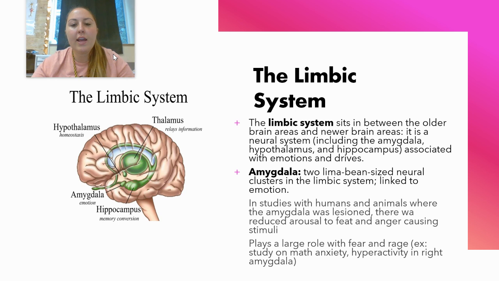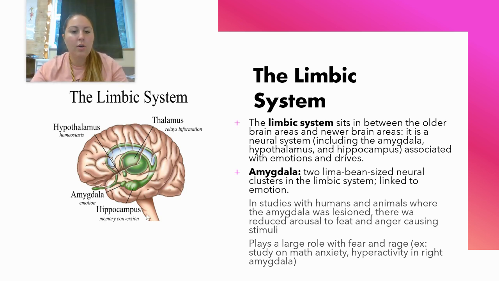Okay. Then next we have the limbic system. So we're moving from the brainstem right here and the cerebellum, and we're moving up into the midbrain, which we call the limbic system. So the limbic system sits in between the older brain, which we kind of would call the hindbrain, and the forebrain. So it's the midbrain. And it is a neural system that includes several structures, including the amygdala, hypothalamus, and hippocampus. And it is associated with emotions and drives, meaning like motivations.